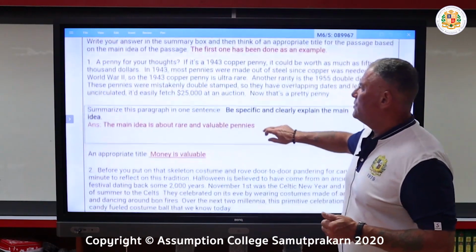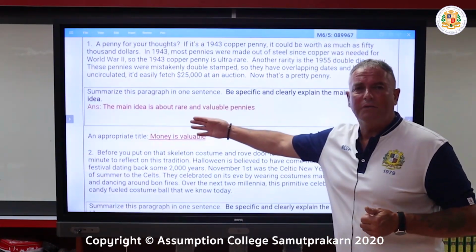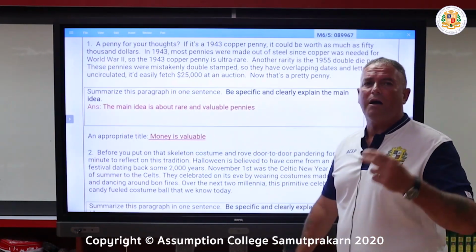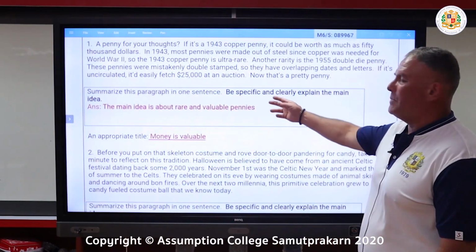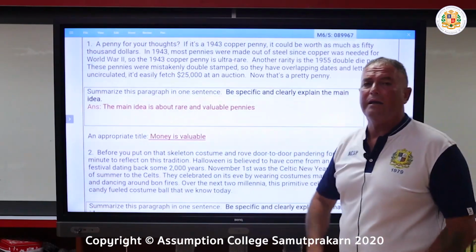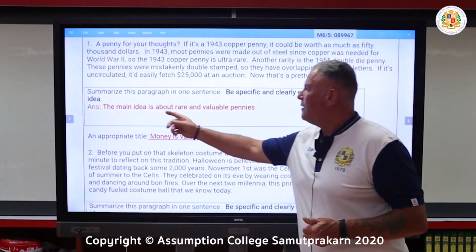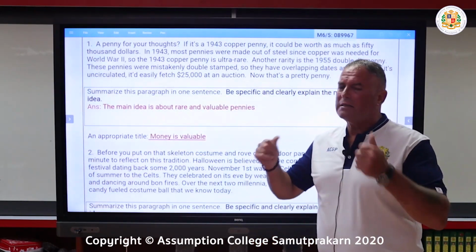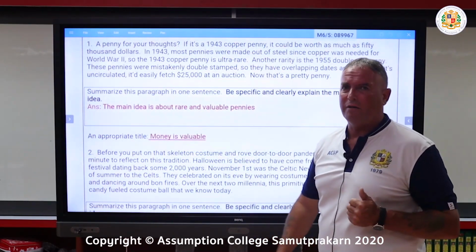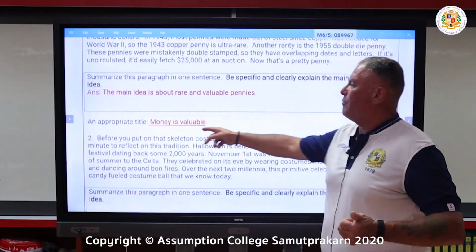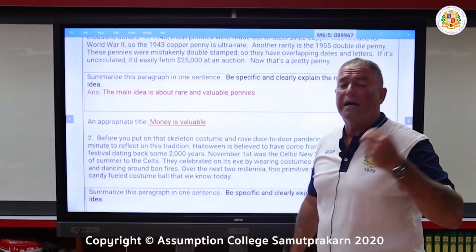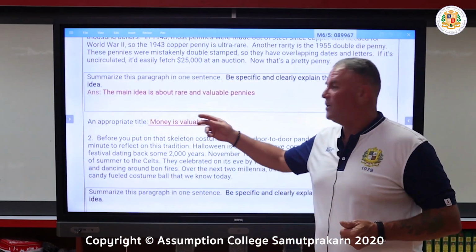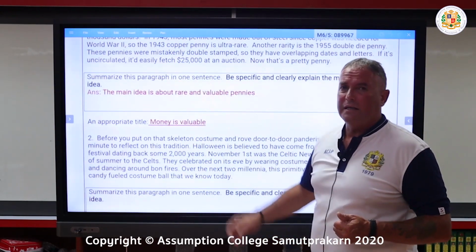Right. So what you're going to do, I've done the first one for you as an example. Summarize the paragraph in 1 sentence. Be specific and clearly explain the main idea. Okay, so the main idea is about rare and valuable pennies. That's the main idea of that paragraph. Now, an appropriate title might be Money is Valuable. Okay, that's it. There's your topic, there's the main idea.